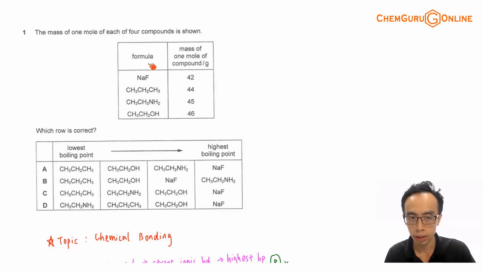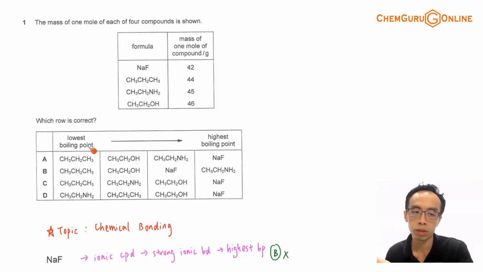We have 2 compounds here, where if you look at the mass of 1 mole of compound, which is my molar mass, they are very close. Which row is correct? Comparing lowest boiling point all the way to highest boiling point.